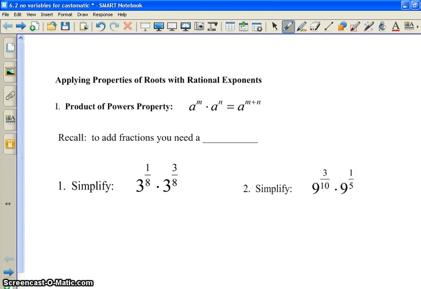Here are the notes for 6.2, and we are going to split this into two different parts. Today we're going to be dealing with no variables, and on day 2 we will be dealing with variables. So we are going to be applying properties of roots with rational exponents. And remember that when you are working with fractions and you are going to add them, you need to have a common denominator. So that's our most important thing before we get started.